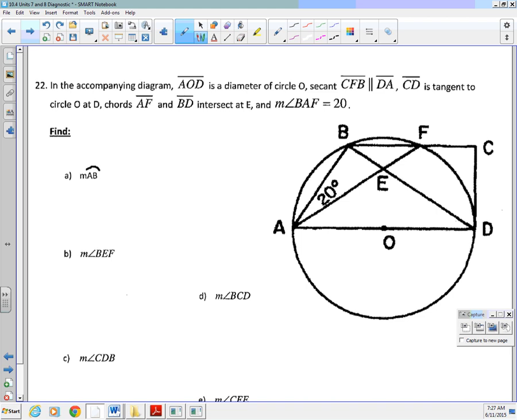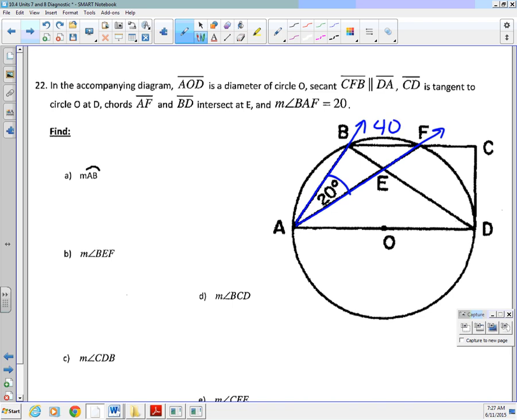My strategy for this is to ignore what I'm trying to find and just go find stuff. So for example, I have this angle, which is 20. It's an inscribed angle. Therefore, the arc it lasers out to is double that. I get 40. See, right off the bat, I got something very easy.